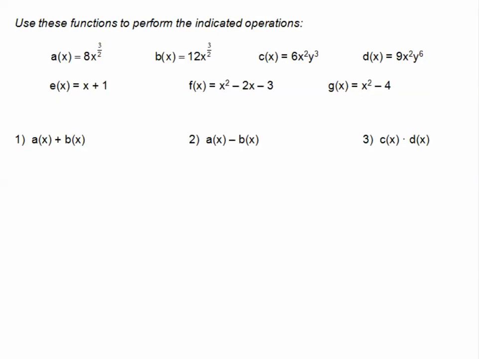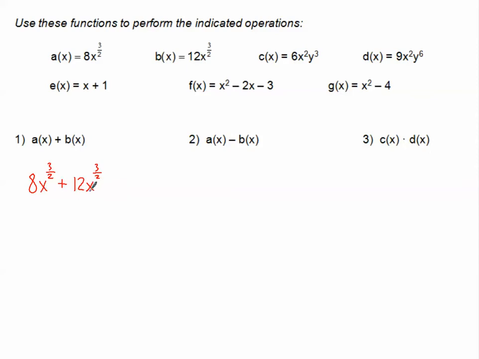So let's look at our first few examples. I've given you a bank of functions: a of x, b of x, c of x, d of x, e of x, f of x, and g of x. So we have these 7 functions and we're going to perform certain operations. Our first example, a of x plus b of x. Okay, so that means that we're going to be adding two functions together. Let's take the a of x function, which is 8x to the 3 halves, and we're going to put a big plus sign in between that and b of x. The b of x function is 12x to the 3 halves. So we have these two functions and we want to try to add them together.